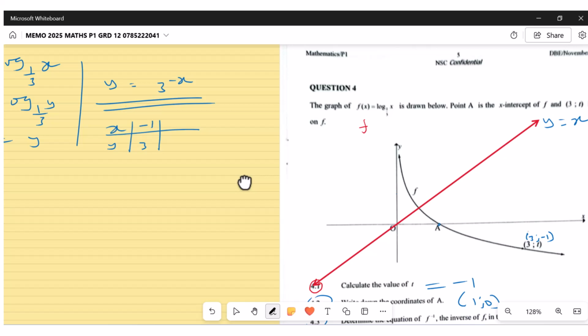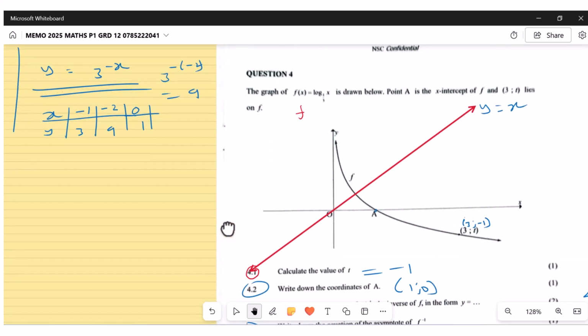And then if I put x equals 0, it is passing at 1, because if I put 0 here, I'm going to get 3 to the power 0, which is 1. So it's cutting here at 1. All right, so if I sketch this now to look like this one here, let me sketch it like this, then like this, then like this. So this is my inverse.